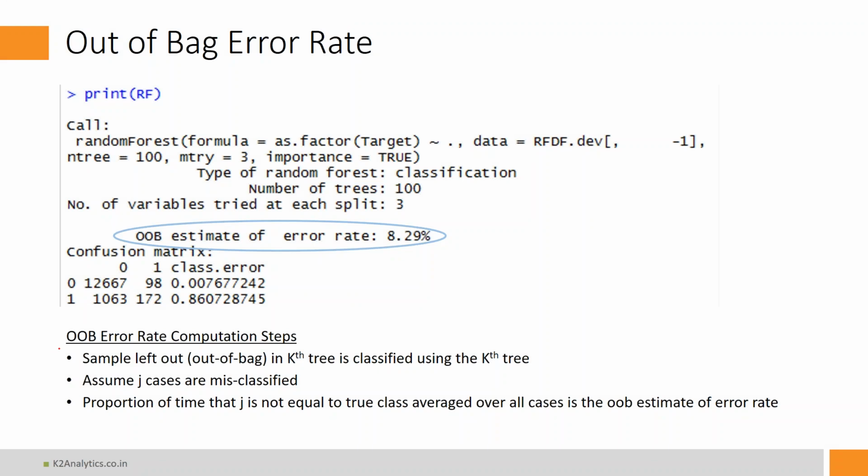Just the definition of out of bag. The sample left out in the kth tree is classified using the kth tree. Assume j cases are misclassified. The proportion of time that j is not equal to the true class, averaged over all cases, is the out of bag estimate of error rate. Whatever is this definition is what I explained to you with that thing in Excel.